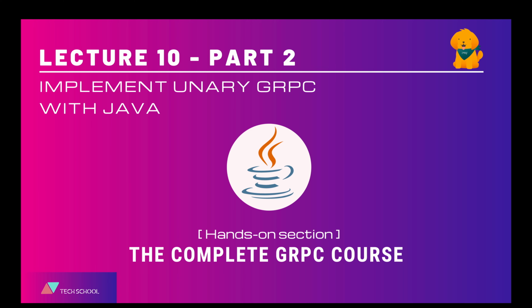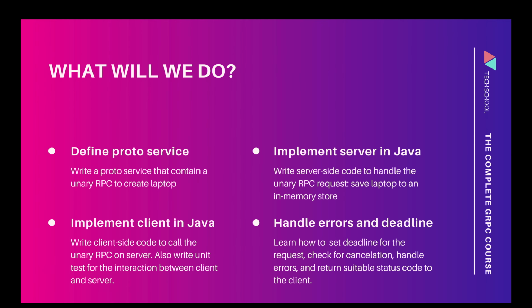In the first part of the lecture, we have learned how to implement unary RPC in Go. In this second part, we will learn how to do that in Java. The plan is the same. We will review how to define a service with protocol buffer, implement a server, the client with unit test, and handle errors, status codes, and deadline.